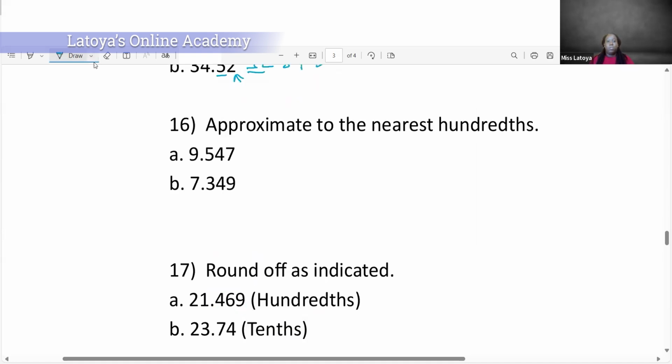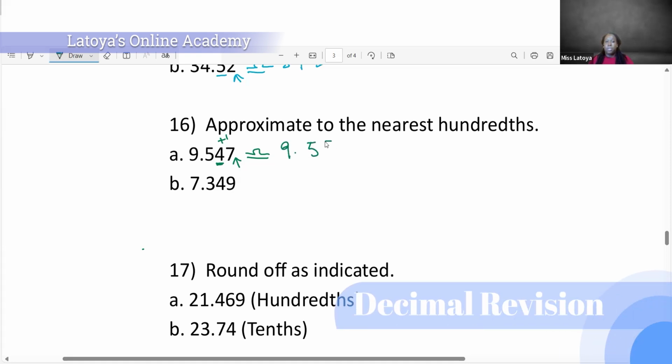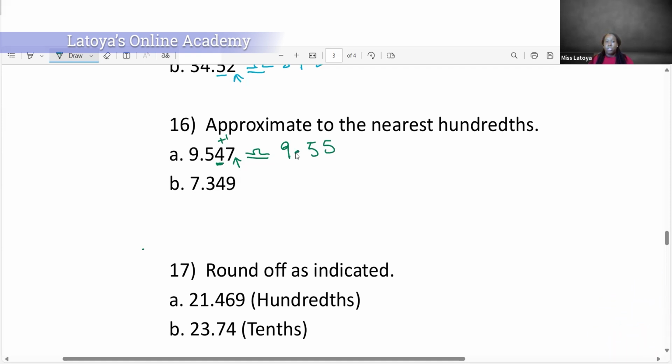34.5. Here we have to round off to the nearest hundredths. Underline the hundredths digit. It is the second digit after the decimal point. Look at the digit on the right to see if it is less than 5 or 5 and greater. And here it is 5 and greater, so we add 1 to the hundredths digit. No reason to touch 9, no reason to touch 5, and our hundredths digit becomes 5. All the other digits on the right become 0. So whether you have 9.550 or 9.55, your answer is going to be correct.